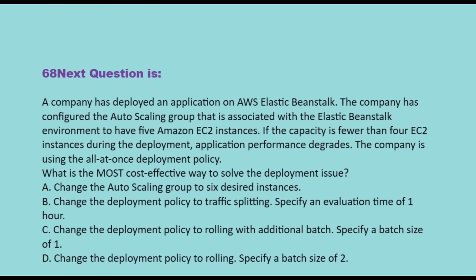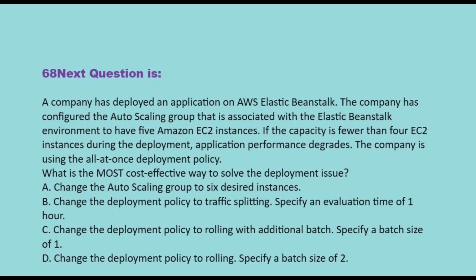Question is, a company has deployed an application on AWS Elastic Beanstalk. The company has configured the Auto Scaling group that is associated with the Elastic Beanstalk environment to have 5 Amazon EC2 instances. If the capacity is fewer than 4 EC2 instances during the deployment, application performance degrades. The company is using the all-at-once deployment policy. What is the most cost-effective way to solve the deployment issue?